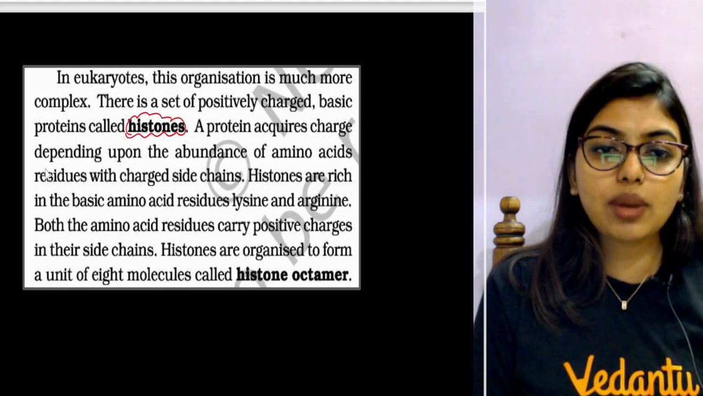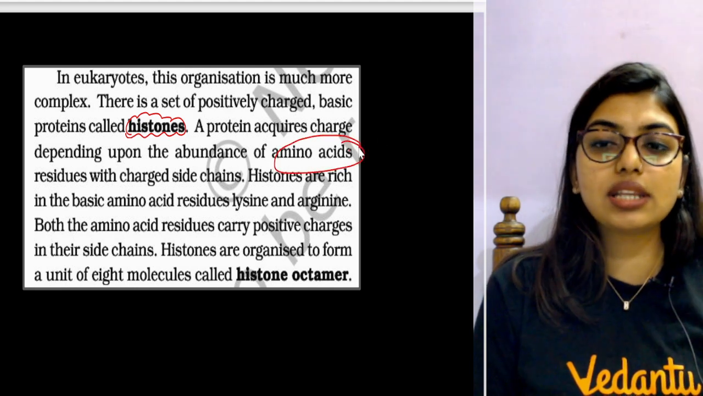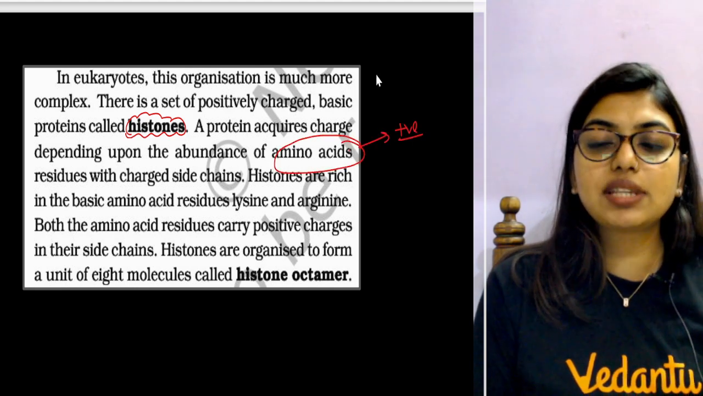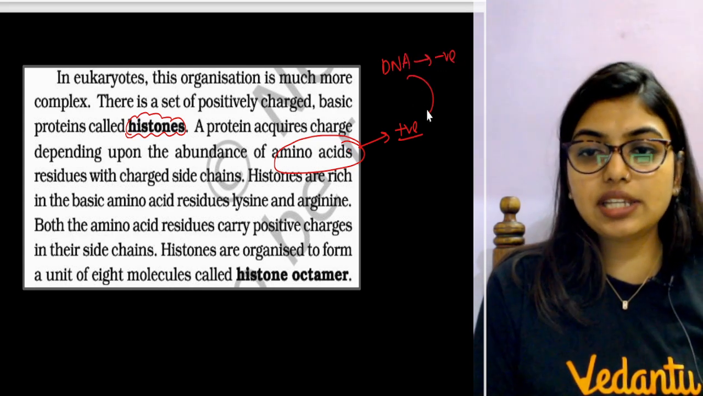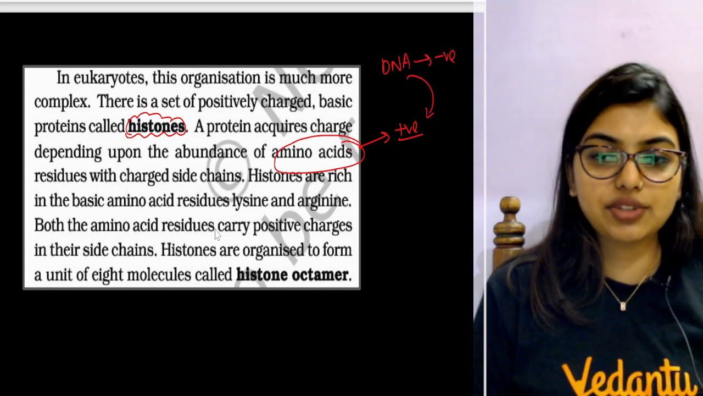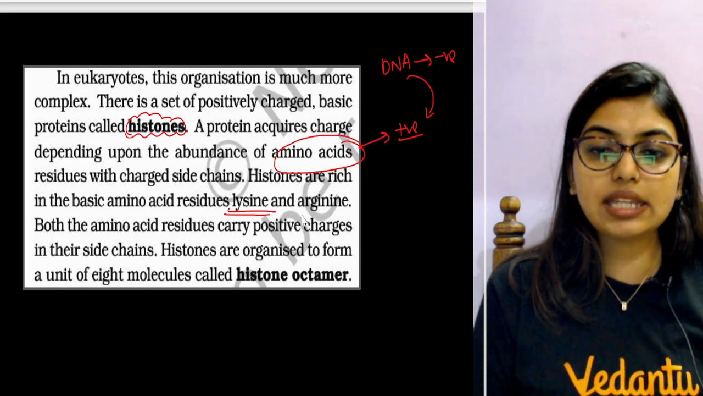A protein acquires charge depending on the abundance of amino acid. So the abundance of amino acid gives them the positive charge. Since DNA is negative, it will be easy for them to wound around the positive charge. Now, histones are rich in basic amino acid residues like lysine and arginine.